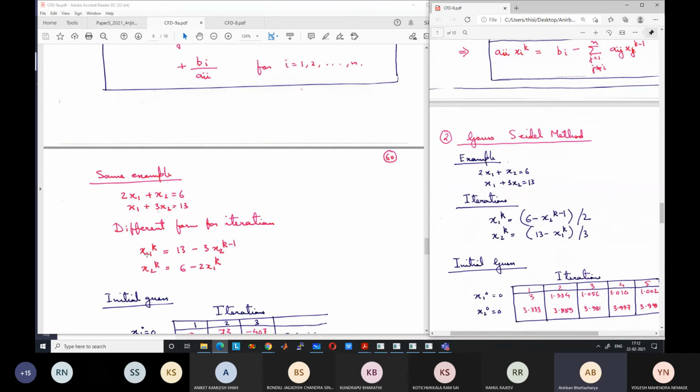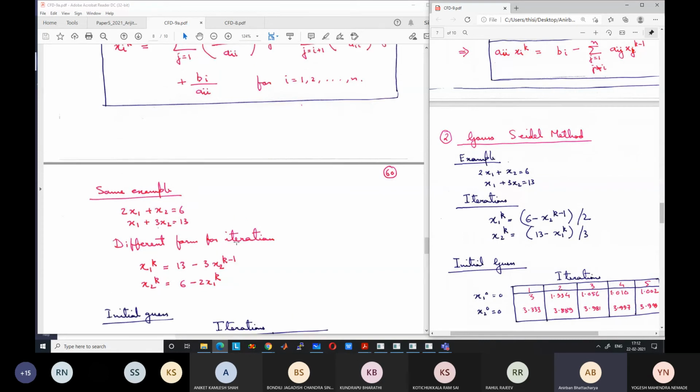So from the second equation, x1 is equal to 13 minus 3x2, that is, x1k is equal to 13 minus 3x2k minus 1. And from the first equation, x2k is equal to 6 minus 2x1k. Here I have used a different form. This also should give us the correct solution. Let us try to find the solution.